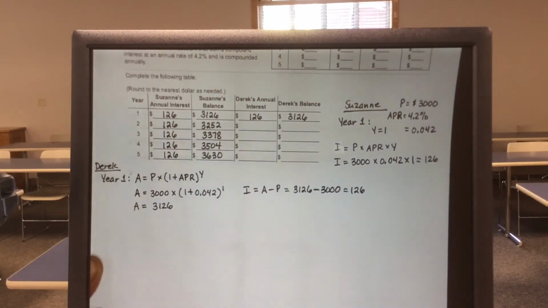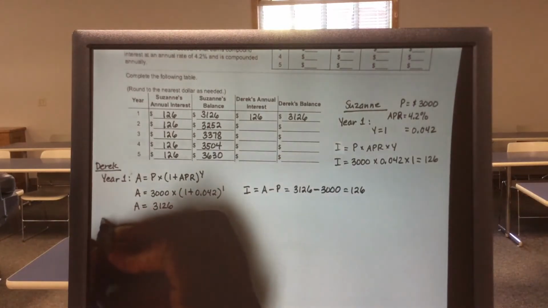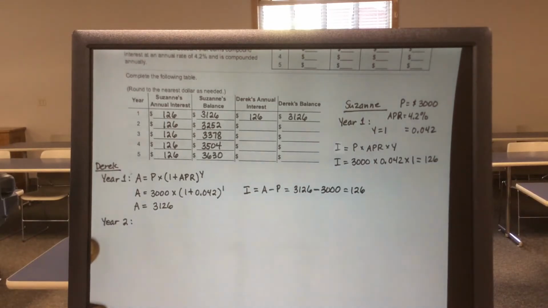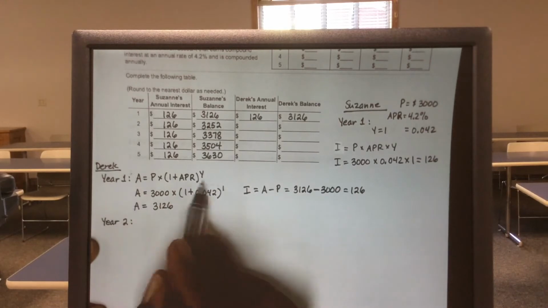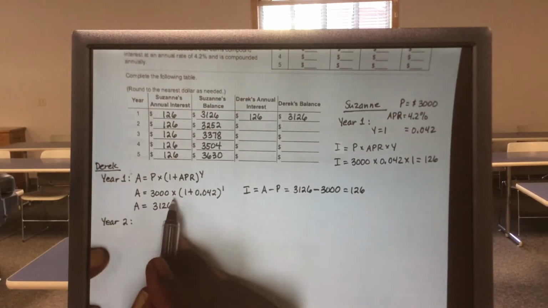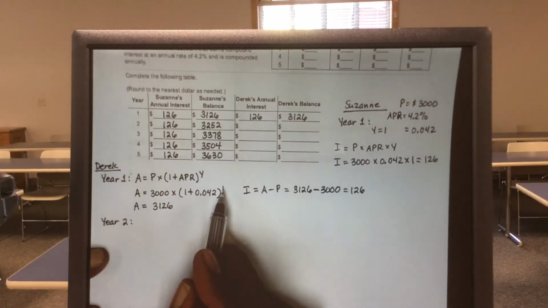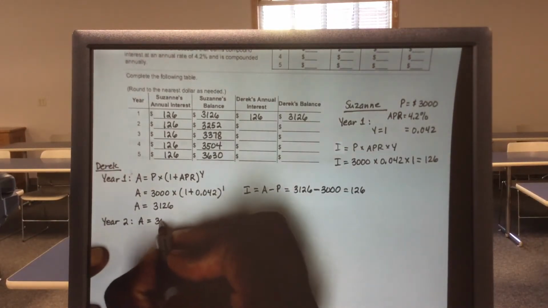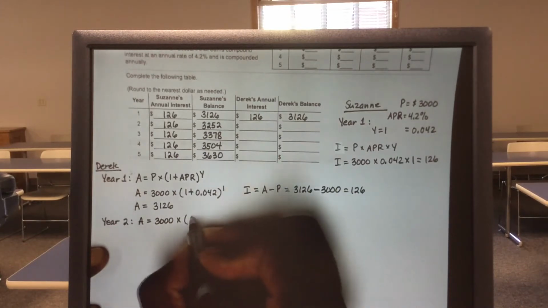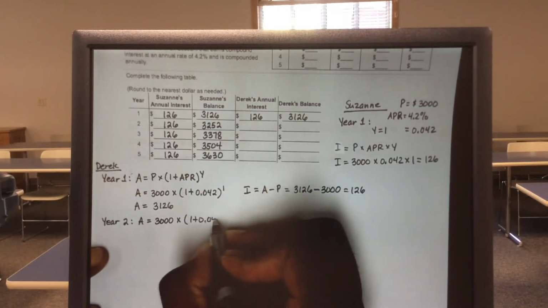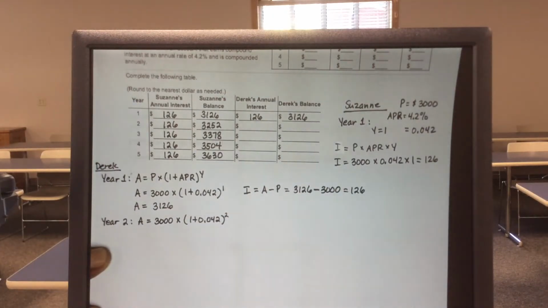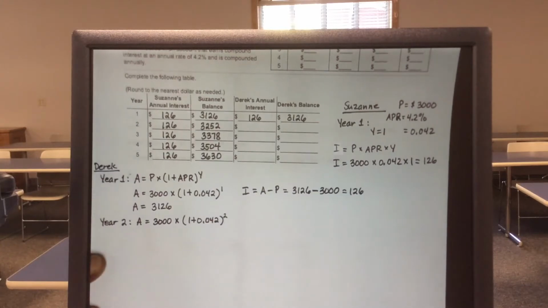Okay, now after the second year, we're still going to use this formula up here, and we're going to use the same values here, but the only thing that will change is your exponent here. So here I'm going to have A is equal to 3,000 times 1 plus 0.042, but this time that quantity will be to the second power because it's year 2.